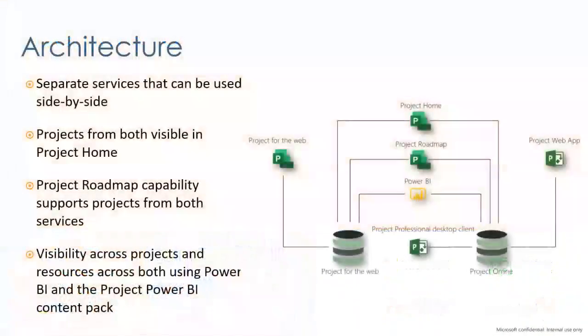Okay. So to give you a feeling for the overall architecture, and this is a bit of a diagram on the right, you see Project for the Web on the left. That data sits in the Dataverse in the Project for the Web database. And then we can access that data in Project Home on the top, Project Roadmaps in the middle to aggregate it, and Power BI to do our analytics, trending, and reporting.